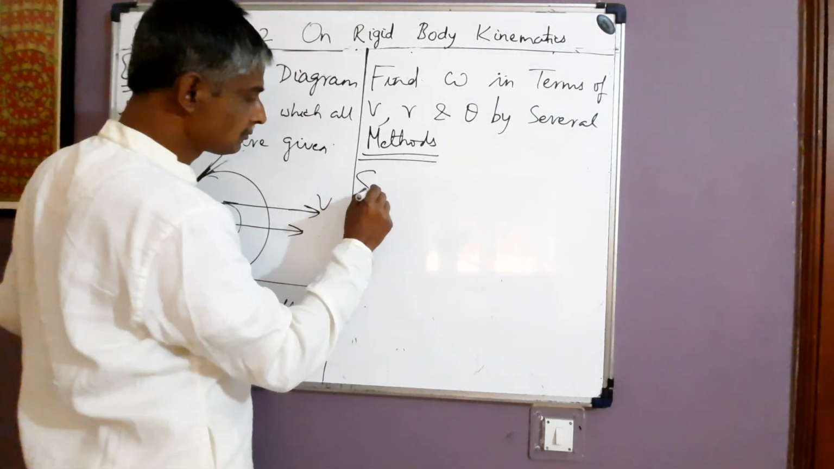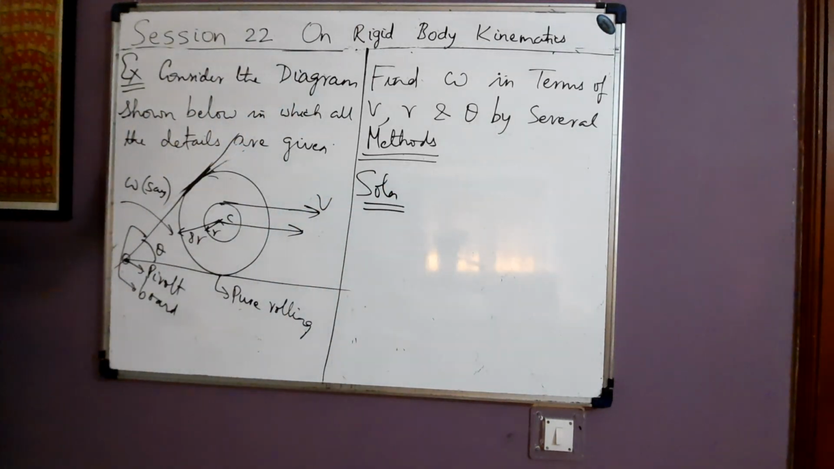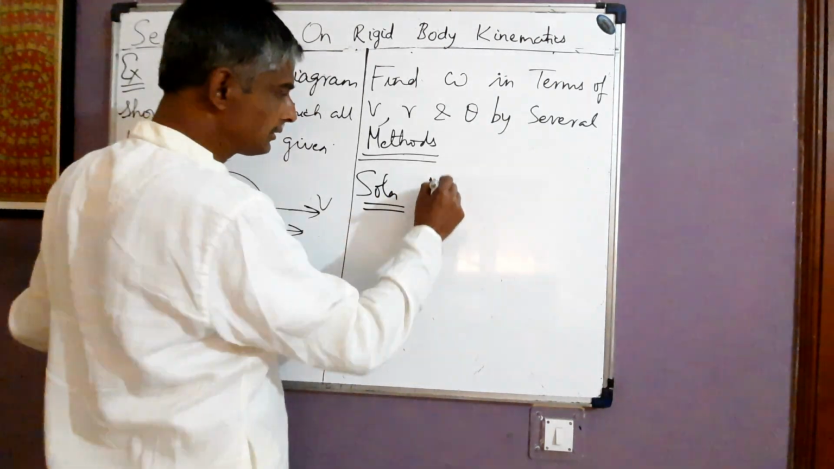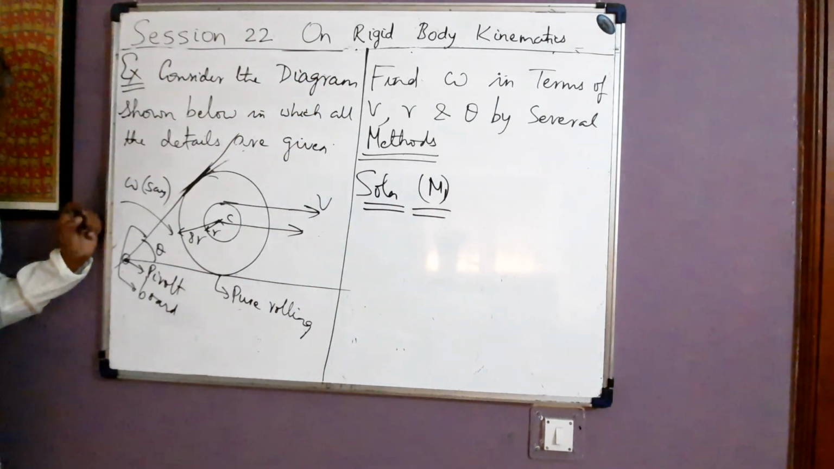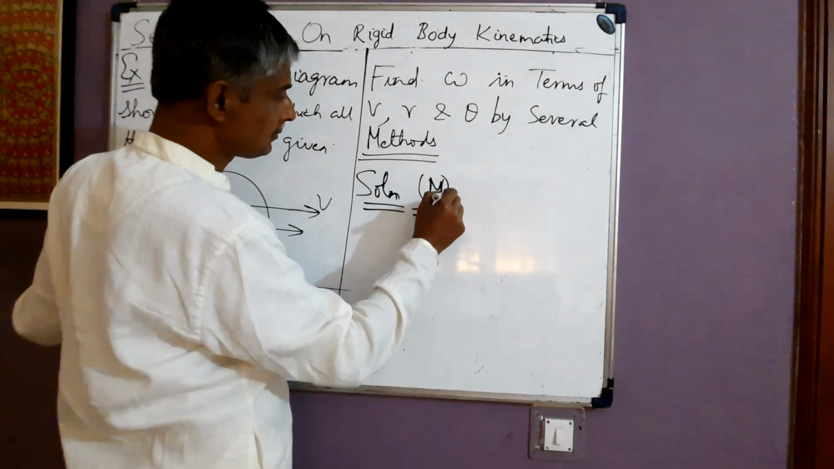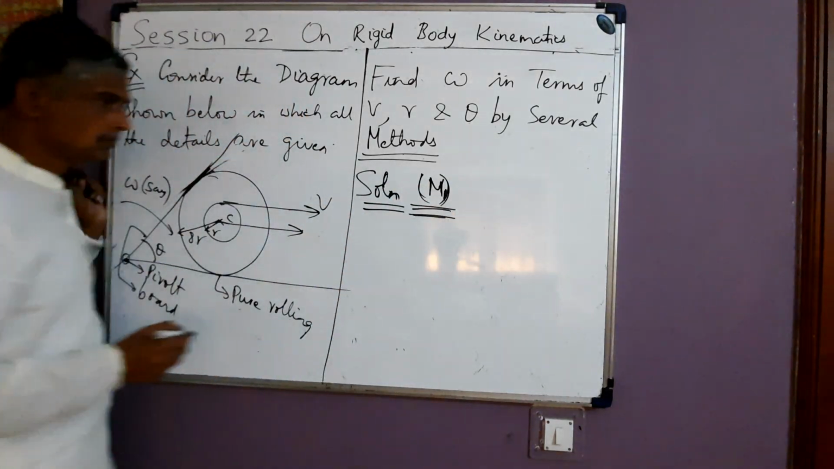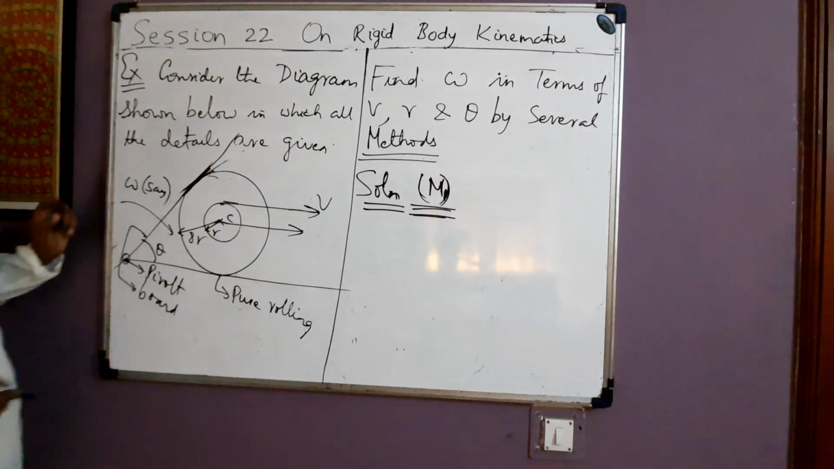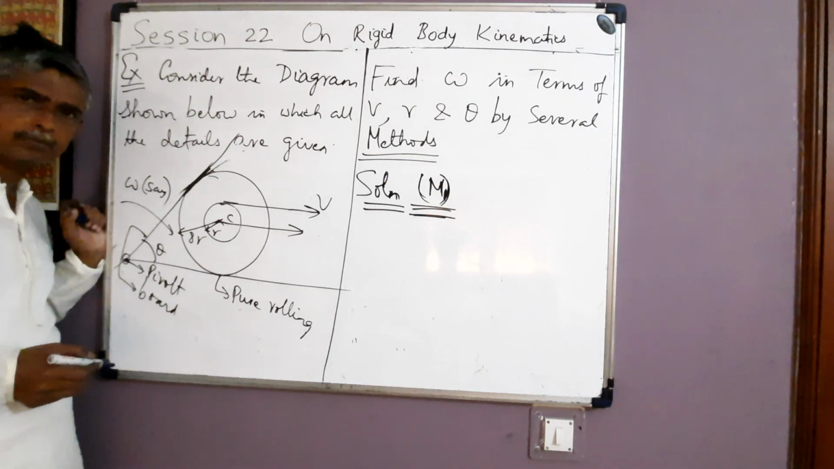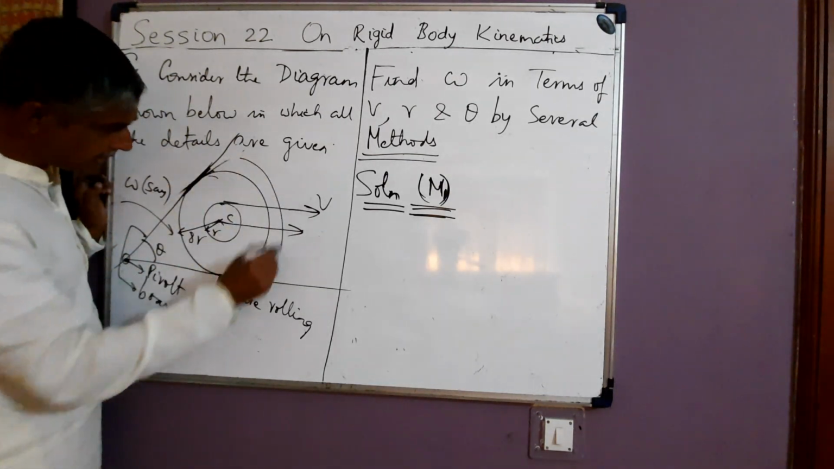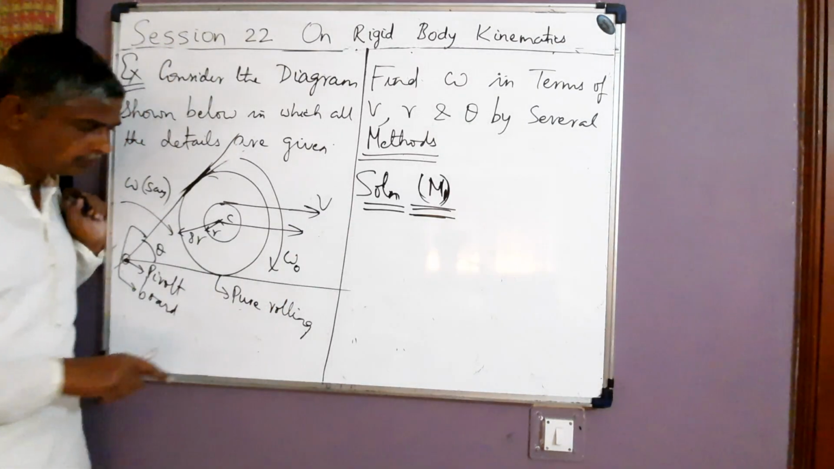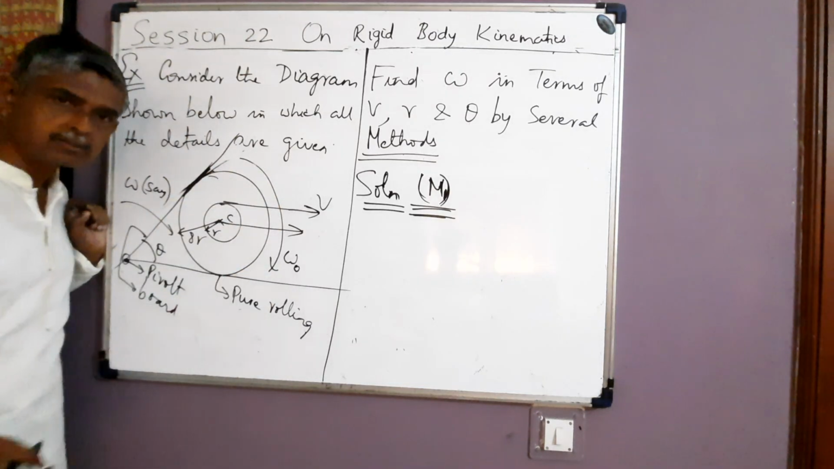The solution. Method 1, M1. Method 1 is by applying SRC. Suppose the angular velocity of the drum is omega naught, say, in clockwise sense. The center moves rightward, so for pure rolling here, omega naught should be in clockwise sense.